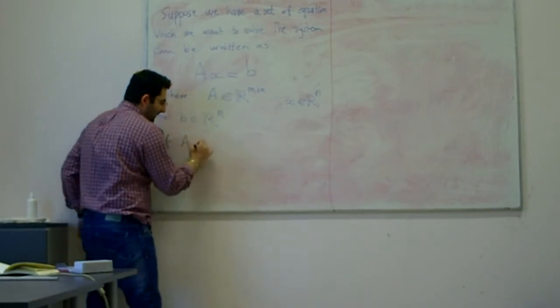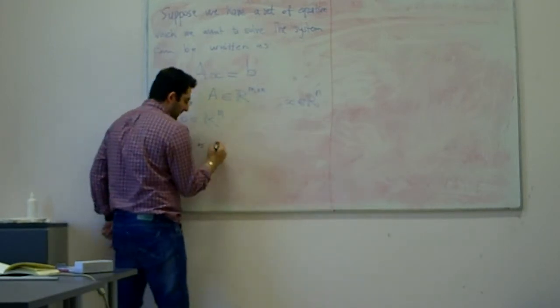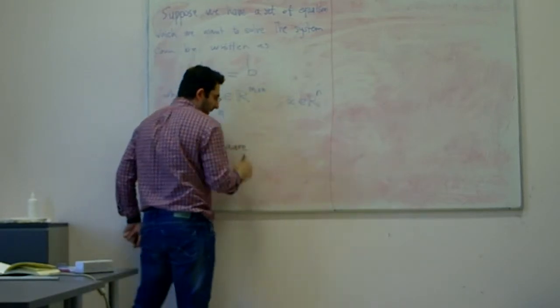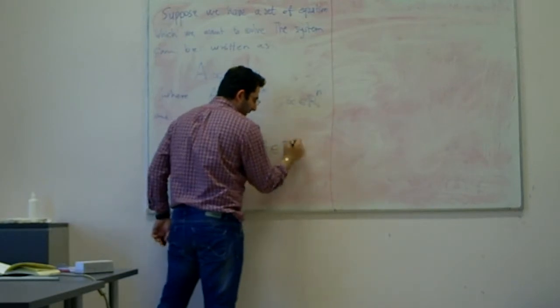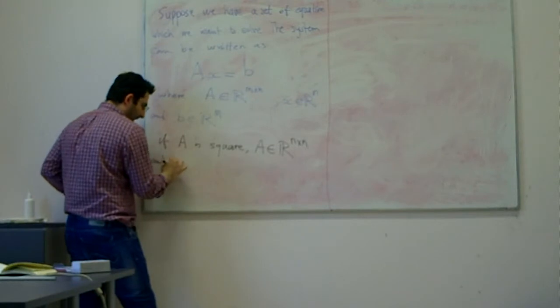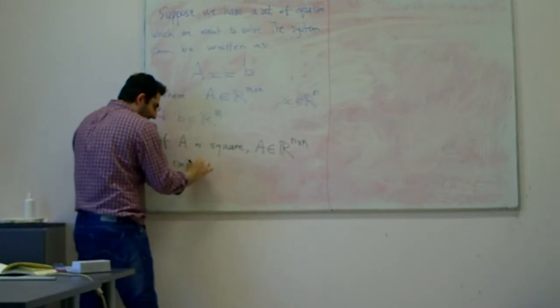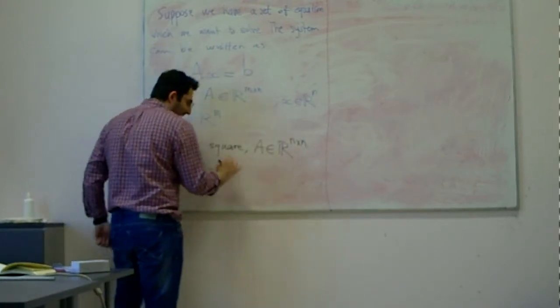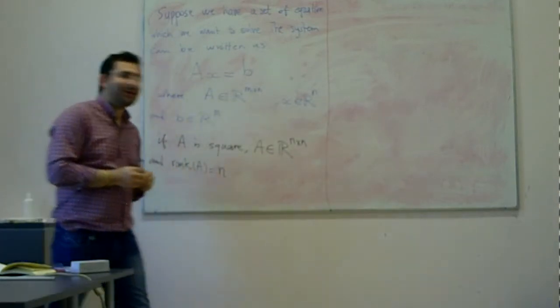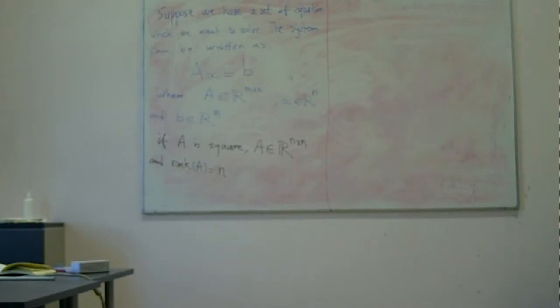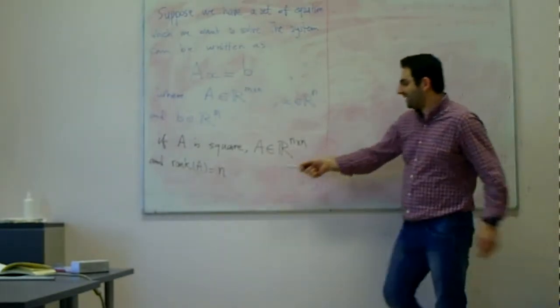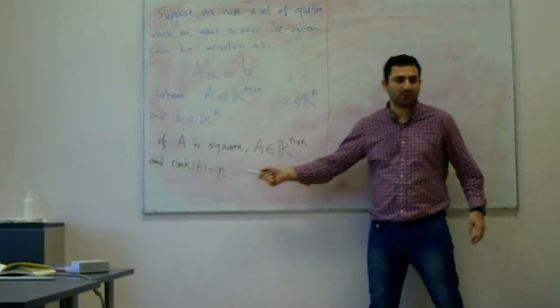If A is squared, so A belongs to R n by n, and rank A is equal to n. What does it mean now? Rank n is equal to n, and A is in R n by n. What do we understand from this statement?